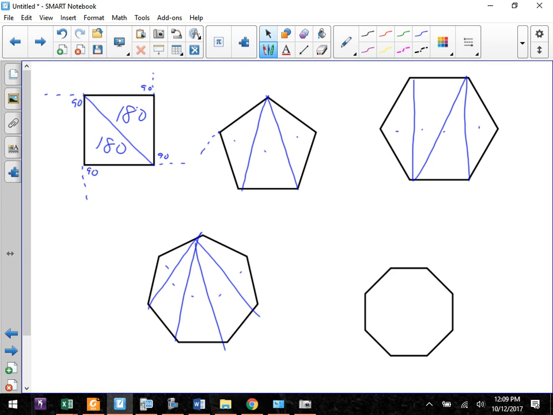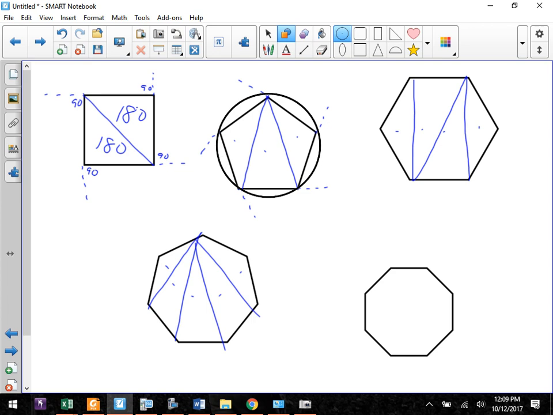In a pentagon, you've got 1, 2, 3, 4, 5. Which means you basically have to get all the way around something. How many degrees does it take you to get around a pentagon? 360. How many degrees do you think it's going to take you to get around a hexagon? How many degrees do you think it would take you to get around a heptagon or a septagon? And so on and so on.